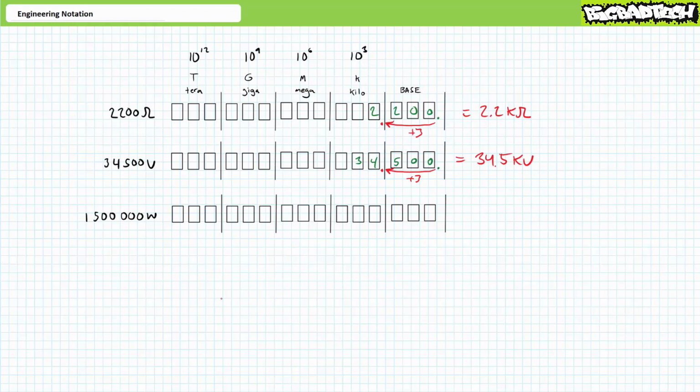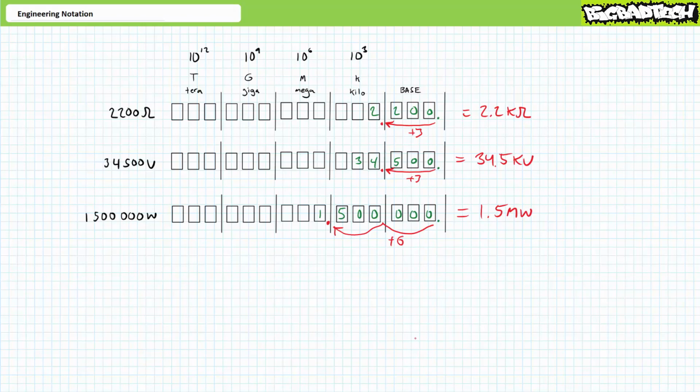Let's look at the final example, 1,500,000 watts. Again, if we overlay the number on the vertical columns associated with each engineering prefix, we see it straddling the mega and kilo range. If we move the decimal place left 6 spaces, it gives us a coefficient of 1.5, i.e. something 1 or greater and less than 1,000. A 6 decimal place jump left is a mega, so this might be more compactly expressed as 1.5 megawatts.